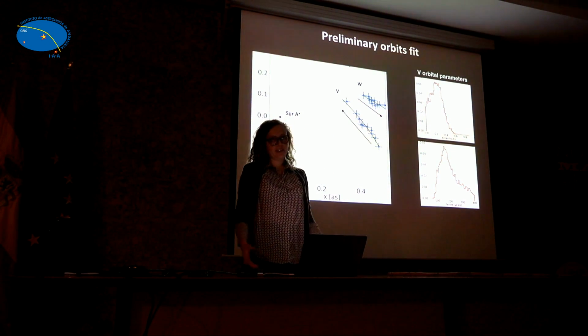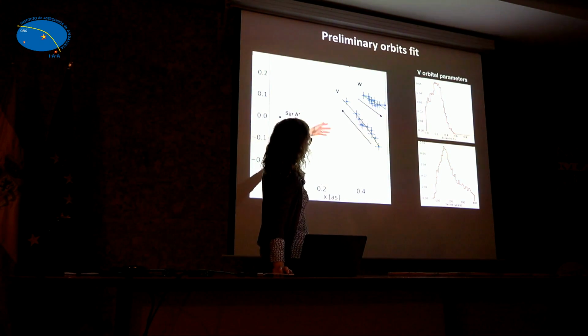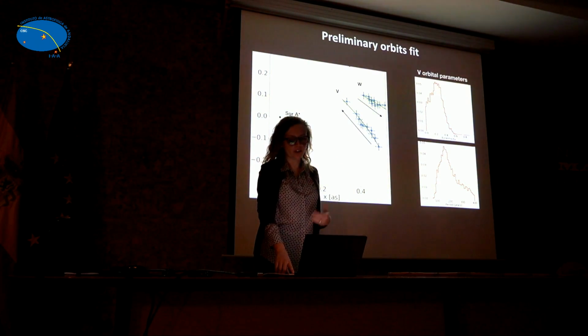Of course, this is just the beginning, so it's very preliminary, but it looks like, for example, V has a period of 200 years, more or less, and not a very eccentric orbit.